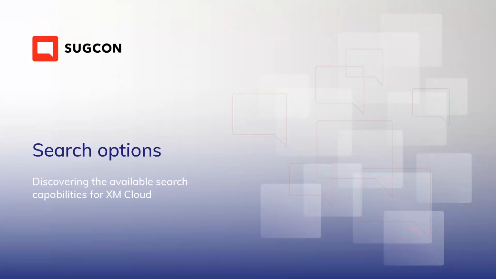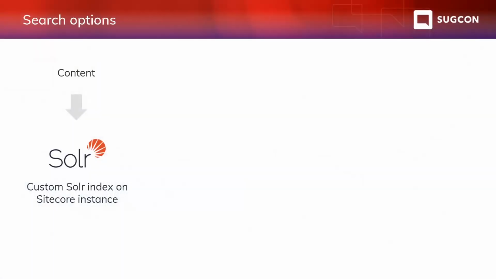And the last one is the search options that you have. I think this warrants a completely different talk, but I wanted to briefly show you the options and why I chose the fourth option in this row, and what you can do in certain situations. In the past we used Solr, and while XM Cloud is still using Solr in the background, it's no longer open for you to use your own indexes on. So that's not an option.